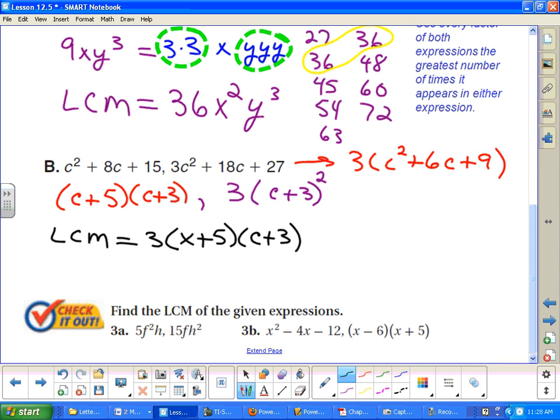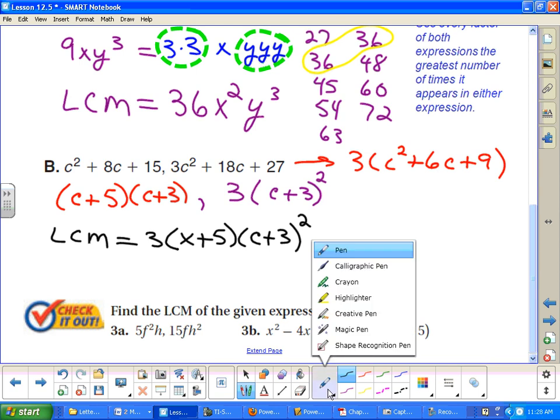And then look at the power of each one. Okay? The power of the 3 is 1. Power of c plus 5 is 1. Okay? Now, since they both have c plus 3, I'm going to choose the largest one of those, which would be squared. And that would be my answer.